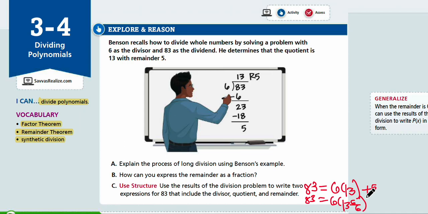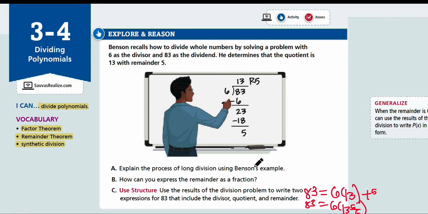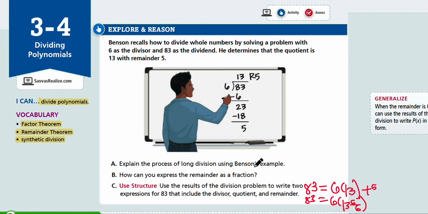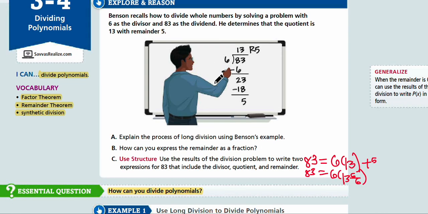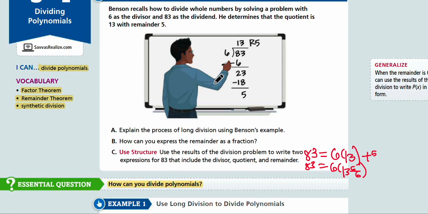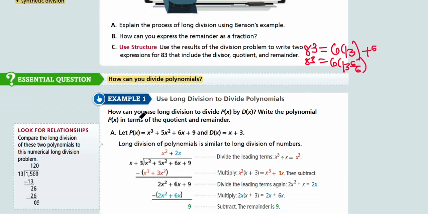Okay, so now we have explored how to use long division for numbers, right? We learned this like several years ago. We're going back to pre-algebra, but why are we doing this? Because we need to understand that long division works like this, and we remember it so that we can divide polynomials in the same way as well. So the essential question for this lesson is, how can you divide polynomials? So we're going to explore the different cases to divide polynomials. Let's start with example 1. Use long division to divide polynomials.